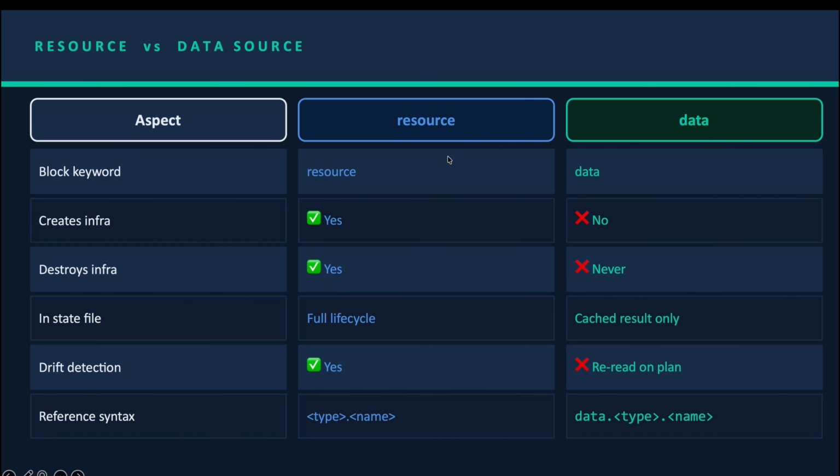Let's start from the resource block itself. It creates infra, destroys infra, full lifecycle, in state file, also drift detection, and you reference it with type, dot, then name. Then we have the data block. It creates nothing, destroys nothing, only a cache result in state, re-read on every plan, and you reference it with data, dot type, dot name. The keyword and reference syntax are the two things to burn into memory.